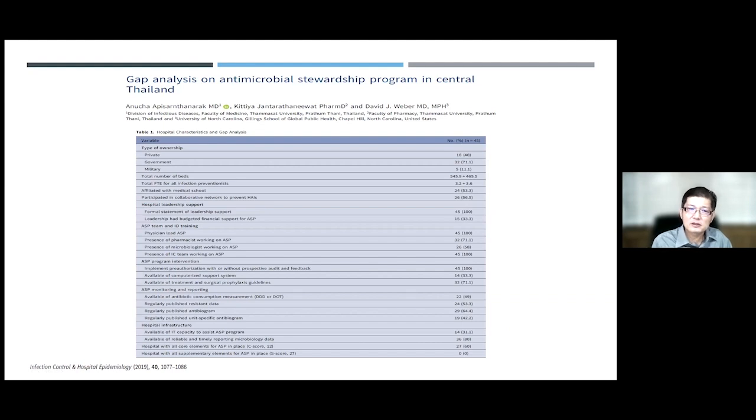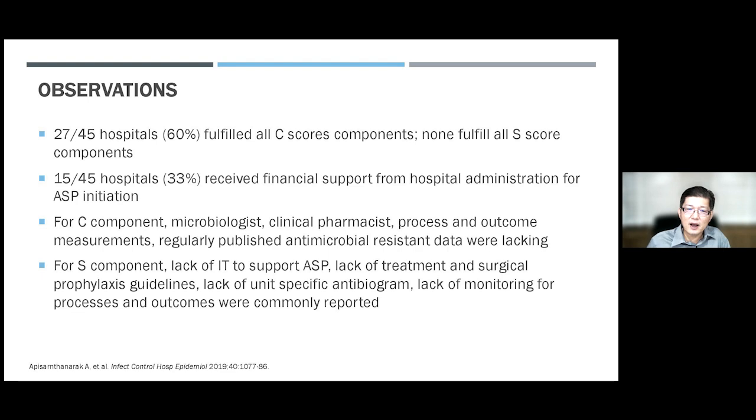The gap analysis can be used to help grade and analyze the gap in the network. And this is an example of the gap analysis on AMS program in Central Thailand within our network. As you can see here, once we broke down with the gap analysis, we found that only 60% of the network had the C-score fulfilled, but none had fulfilled all S-score components. Only 34% received financial support from hospital administration, which means that almost 70% did not get financial support for the hospital AMS program.